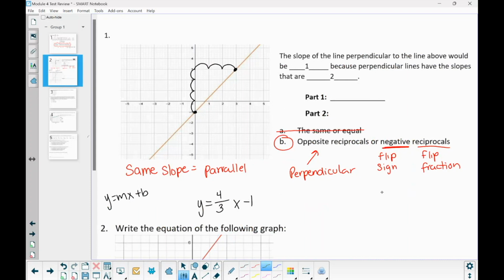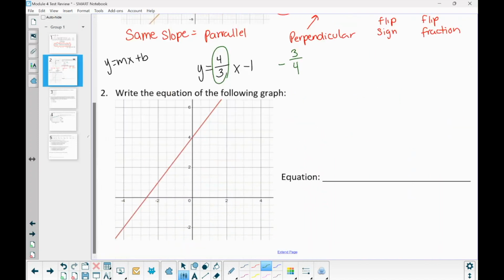And now I'm going to find its reciprocal. I'm always talking about the slope. I'm going to flip the sign. It was originally positive, so I'm going to turn it negative. 3 over 4. So the reciprocal slope would be -3 over 4. And that's it for number 1.